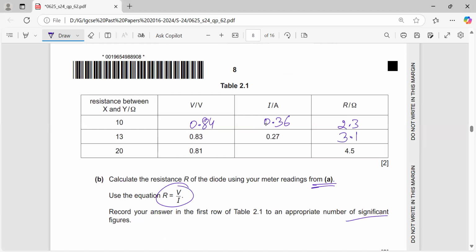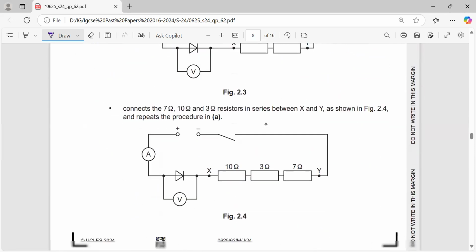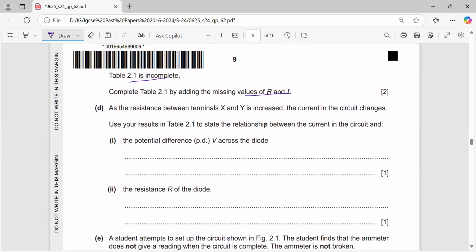What is the value of current? I is equal to V over R, from Ohm's law. So 0.81 divided by 4.5 is 0.18. So the table is completed and we scored a further 2 marks.